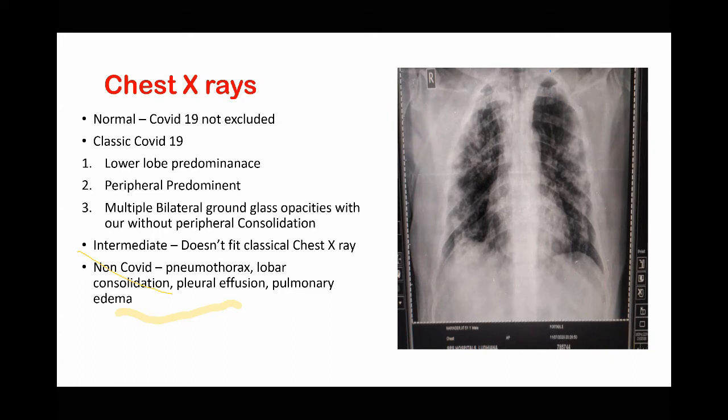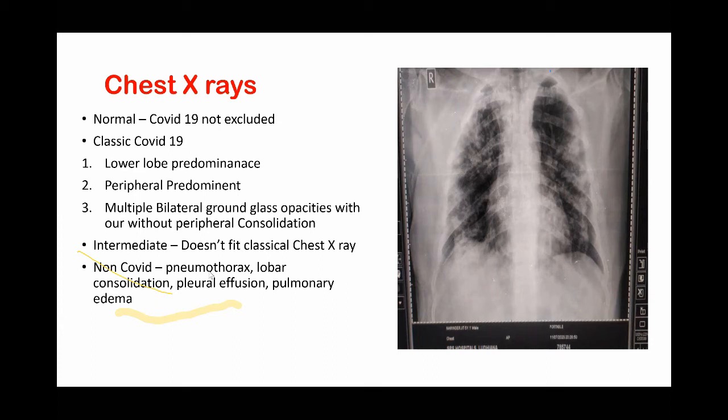Instead of the infiltrates going out, the infiltrates are kissing the pleura, and the basal zones are the predominant areas where you will find these ground glass opacities. They can be multiple ground glass opacities with or without peripheral consolidation. So three things, as I said: lower lobe predominance, peripheral grounding, and bilateral ground glass opacity with or without peripheral consolidation.